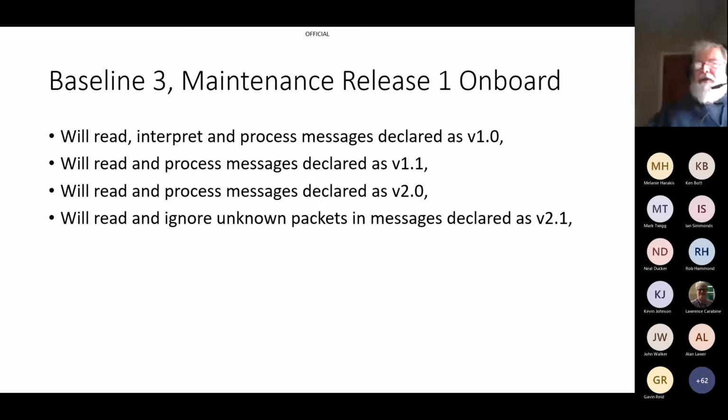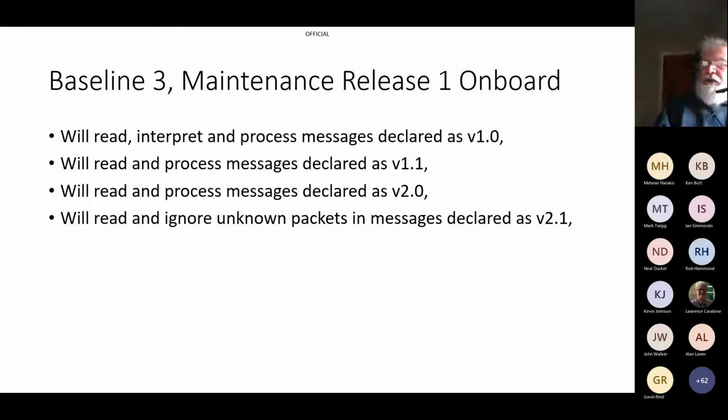If we have a train which is baseline 3, maintenance release 1, and this would apply to Class 700 trains or the Thameslink trains, about there anyway, then any message which is received, which is declared as version 1.0, will be read, processed, and interpreted. That's backwards compatibility. Similarly, anything that's declared as 1.1 will be read and processed. And because baseline 3 introduces 2.0, it will also read and process messages declared as 2.0.